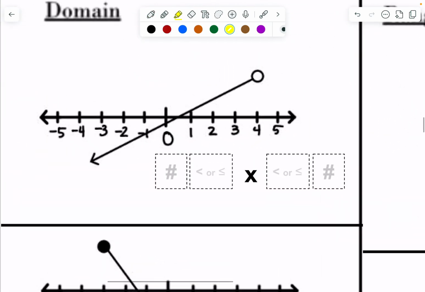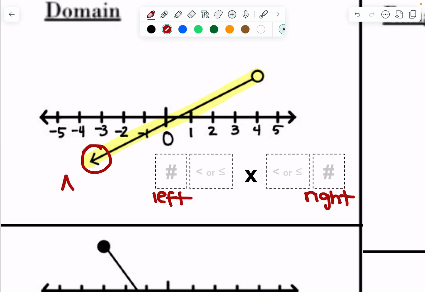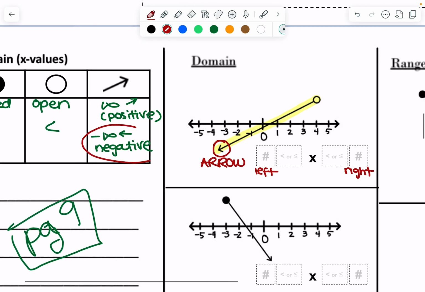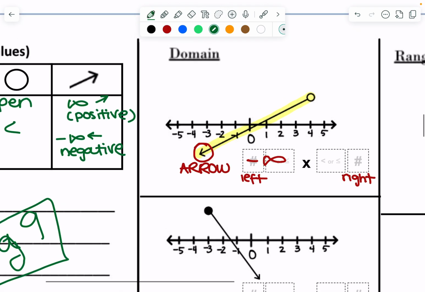We have our function right here. We're going to label our boxes left and right. If you have a highlighter, go ahead and use it. If not, that's okay. So for my left side, I have an arrow. This is super important. It's pointing to the left, so it's negative infinity. So I'm putting negative infinity in here. I can just delete this side. I don't need it anymore.